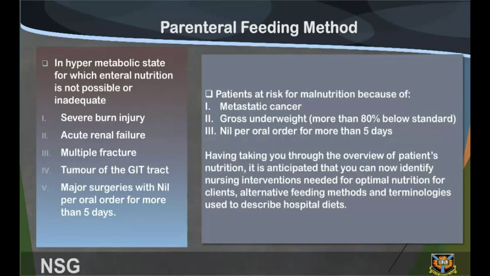In hypermetabolic state for which enteral nutrition is not possible or inadequate: severe burn injury, acute renal failure, multiple fracture, tumor of the GIT, major surgeries with nil per oral order for more than 5 days. Patients at risk for malnutrition because of 1. Metastatic cancer. 2. Gross underweight, more than 80% below standard. 3. Nil per oral order for more than 5 days.